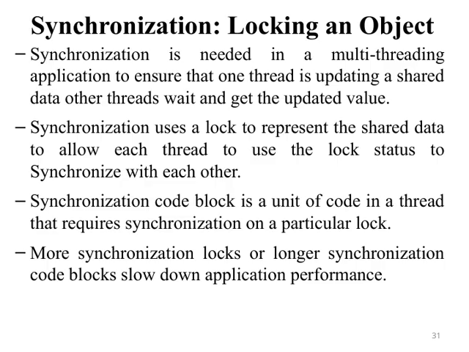Now, when we write synchronized code, we do so in what's called a synchronization code block. This block is a segment of code within a thread that requires exclusive access to a particular lock. Only one thread can execute that code block at a time, which preserves data integrity.